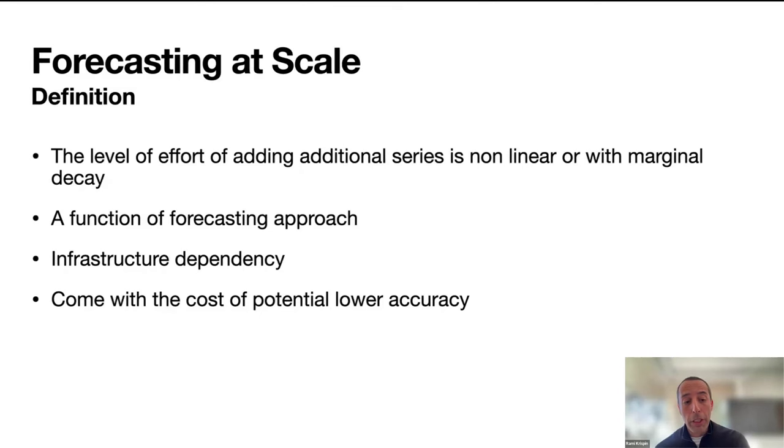And part of it, you're going to have some dependency on infrastructure because it might require some compute resources. So you need to be equipped accordingly. And this is the trade-off when you're going to scale. It comes with the cost of potential lower accuracy. I will talk a little bit more about it in some of the examples, but essentially you cannot win it all. So that's a trade-off. And the question between scaling and accuracy should be in line with the business objectives, where you put your effort.